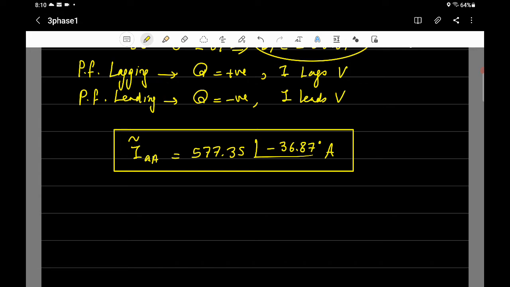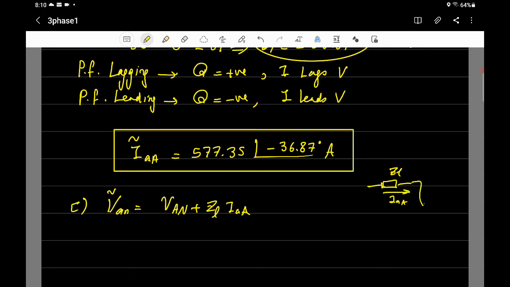That's part C. The voltage at the sending end is equal to the voltage at the load, AN, plus the drop across the transmission line. Okay. Let me sketch for you here, to know what we're doing. That is the transmission line impedance, and this is the current IA, and then you have the voltage at the load, VAN capital, and it's required to find the voltage here, VAN small. That's the equation.